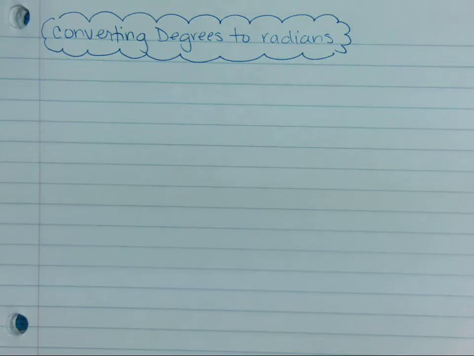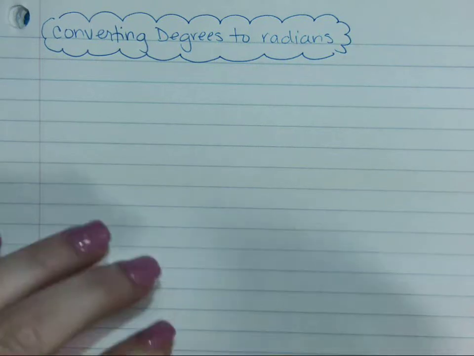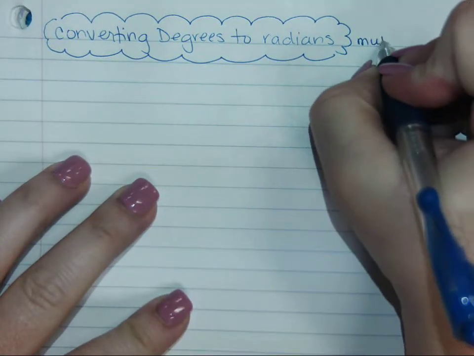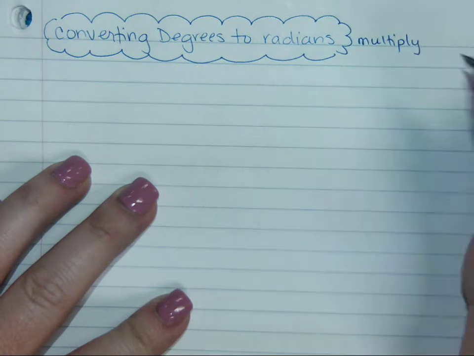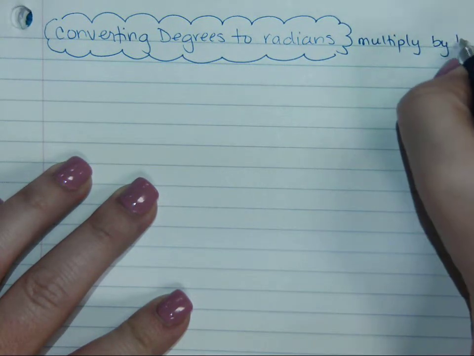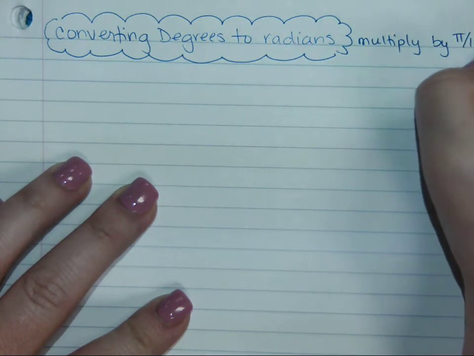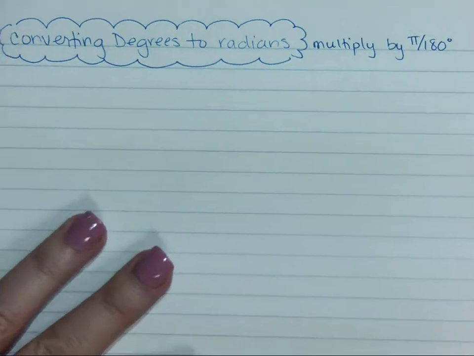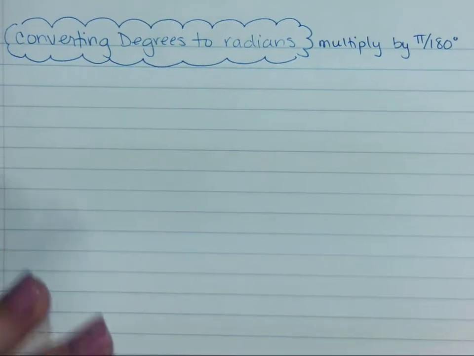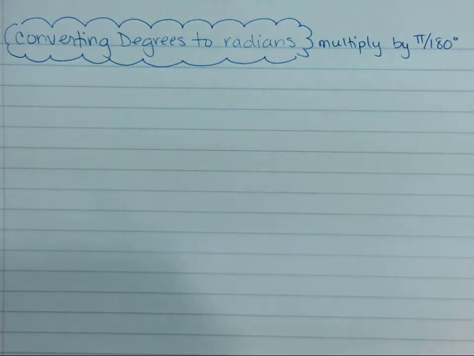All right, so the easiest way to convert from degrees to radians is to multiply each of the values you're given by pi over 180 degrees. And so what you're really doing is just multiplying by a factor of 1, just like you would increase a fraction by multiplying it by 5 over 5 or 2 over 2.